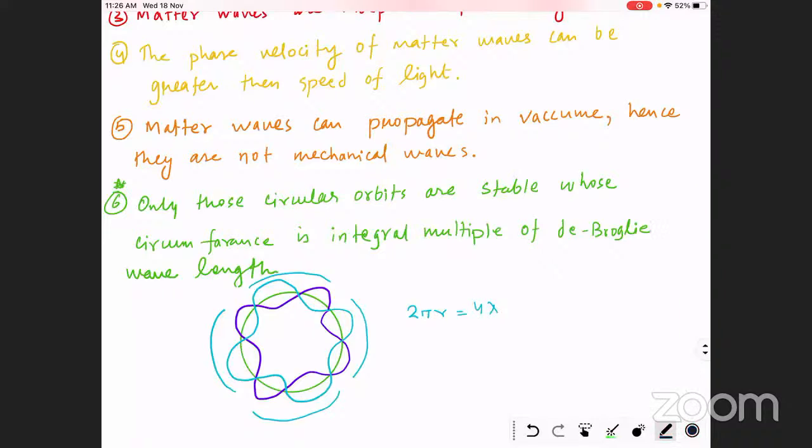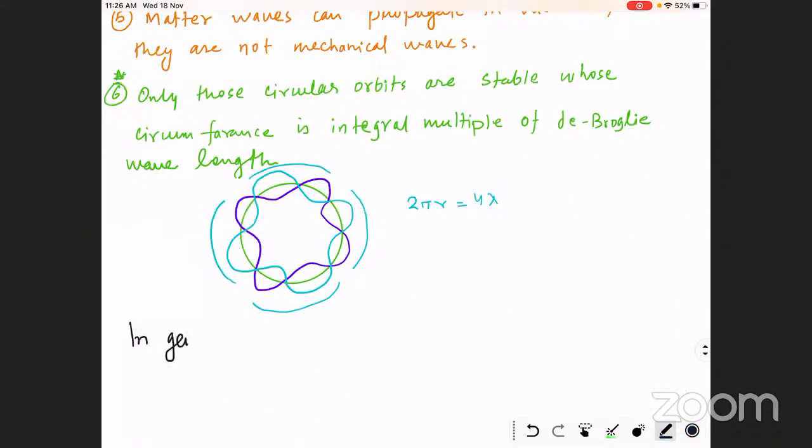In general, according to point number 6, we can write 2 pi r must be equal to n lambda. Then only the orbit will be stable, where n is an integer. Understood, everyone? Very important for the 12th school exam. Point number 6 is very important for the school exam. That's why I marked a star on it. Okay.